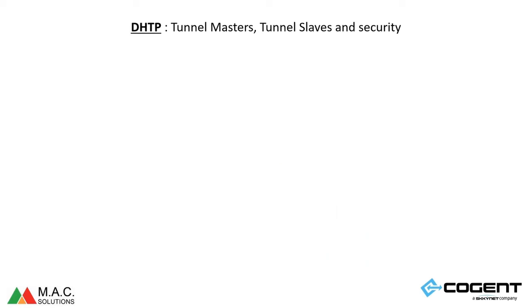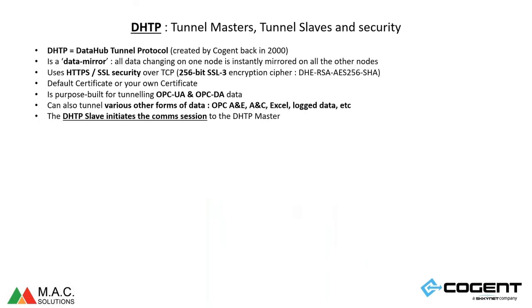Now, DHTP is a bit of a specialist protocol that was designed by the Cogent Data Hub people. They did this back in 2000, in order to overcome issues of getting data, mostly OPC-DA data at that time, across networks. It's a data mirror protocol, so you create a network of data hub tunnel masters and slaves, and once you set that system up, all the data across all the nodes is shared with all the other nodes.